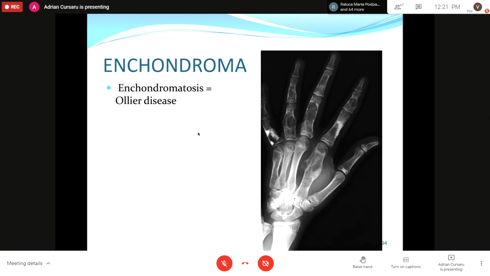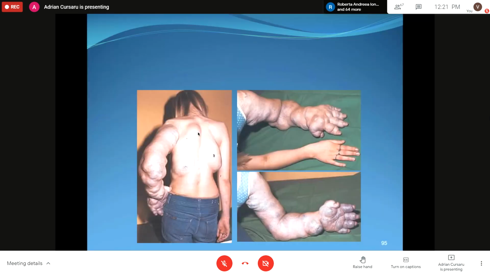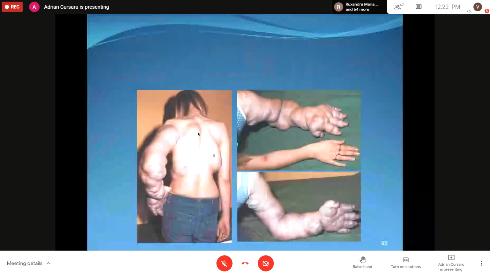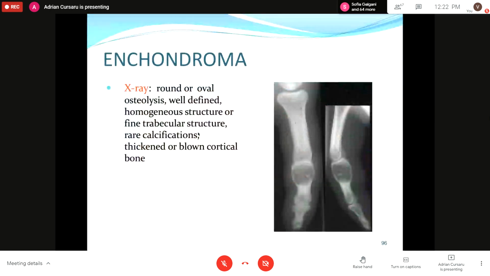pathology. The name of that pathology is Ollier disease, and we will discuss this, multiple enchondromas that could appear in many bones and develop into big tumors, which in most cases we are not able to remove completely.